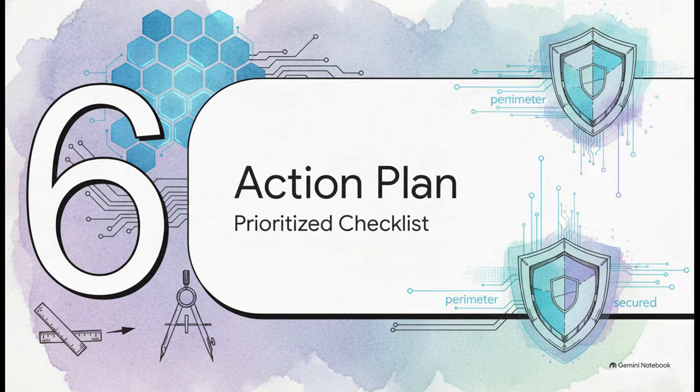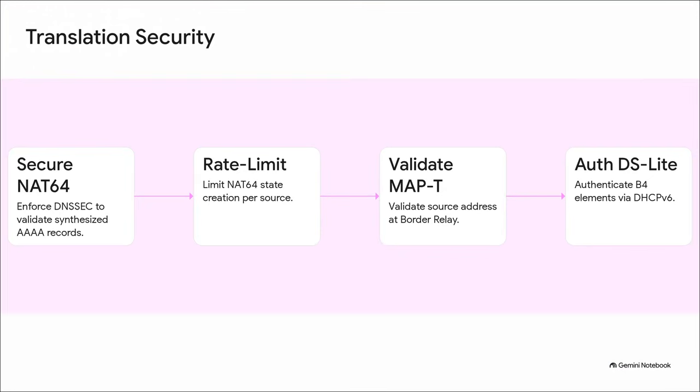Section 6. The Architect's Action Plan. Let's culminate this Chapter 7 briefing with a rapid-fire, prioritized action plan derived straight from the source material to get your perimeter secured. First up, you absolutely must secure your translation mechanisms. Step 1. Enforce DNSSEC on NAT64 to validate A records before synthesizing AAAA records. If validation fails, you treat it as untrusted. Step 2. Heavily rate limit your NAT64 state tables per source IPv6 address. If you don't, you're open to trivial denial of service resource exhaustion.